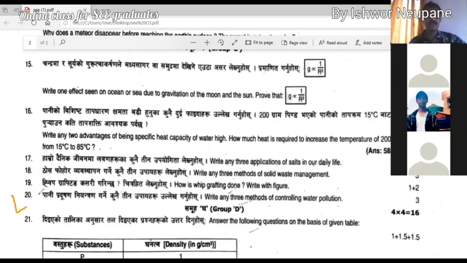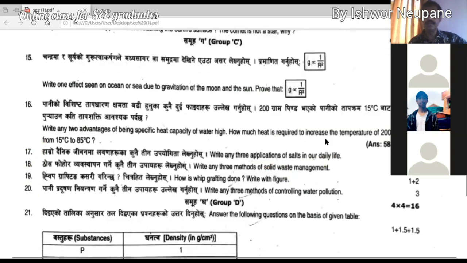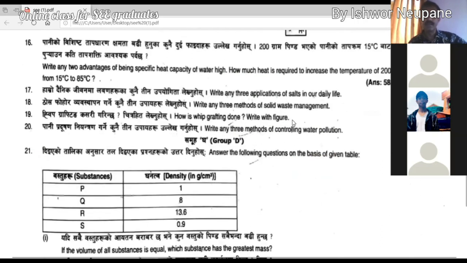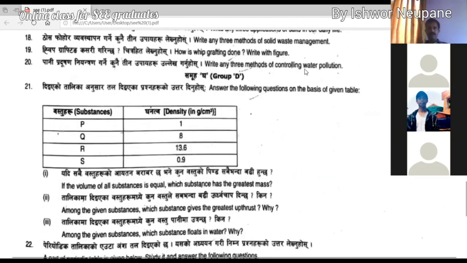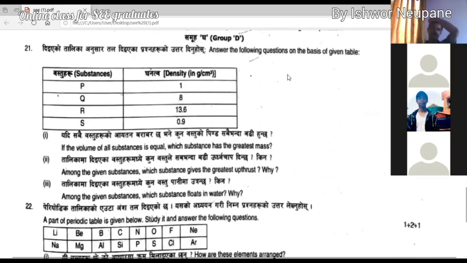And number 20: write any three methods of controlling water pollution. Can you say the answer? The use of compost manure should be encouraged. Proper drainage system should be managed. Another one.